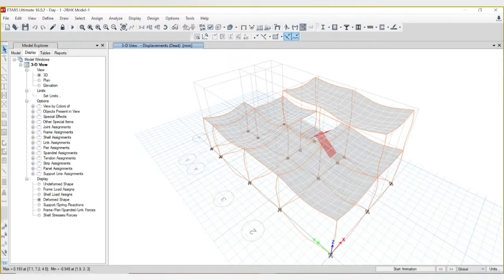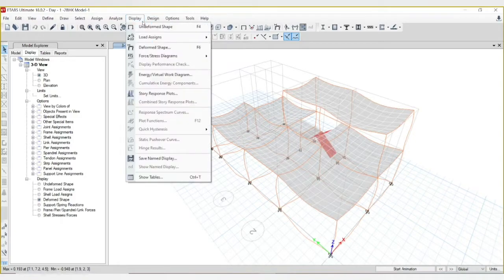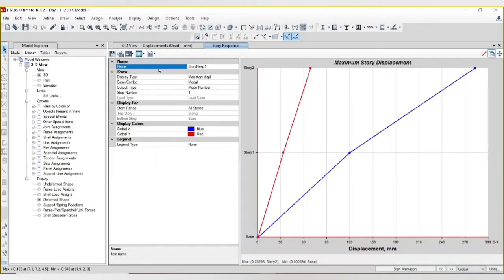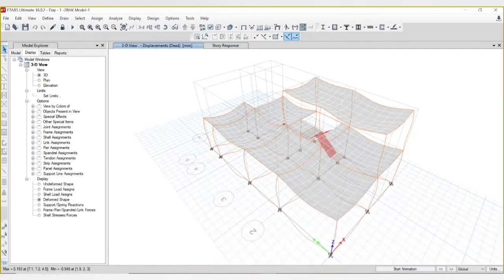Let us check a new parameter now. Let us press display here and you can do story response spectrum plot. And after analysis you can see that this is due to dead load, the maximum displacement is minus 0.48 in y direction, and the minimum and maximum displacement is visible here.